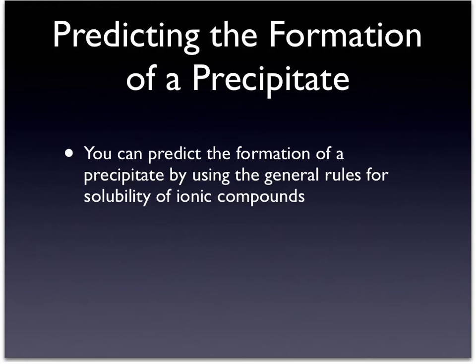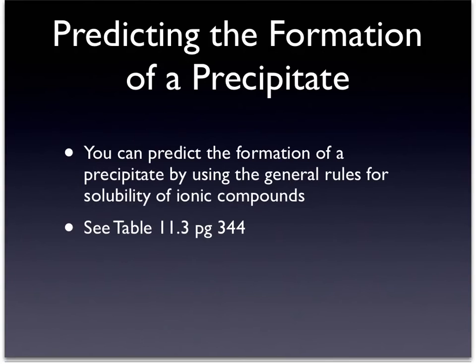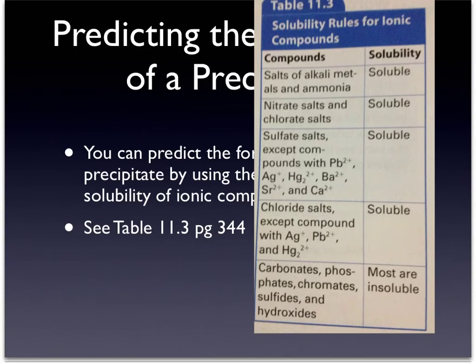Now, if we want to predict whether something that we mix together is going to actually form a precipitate, there are some rules that we use to do that. One of the best things is this table on page 344. So you can look in there, or it's right here. And this kind of gives me some ideas of what's happening here. So here's what it says.